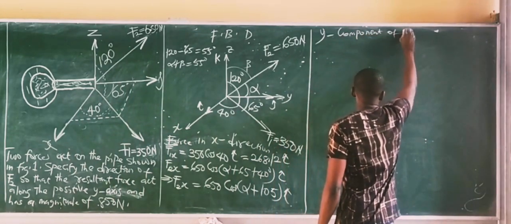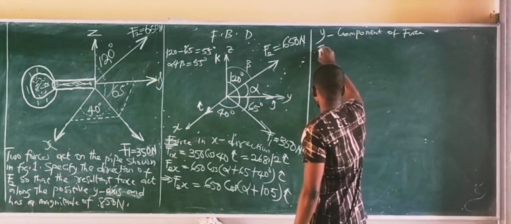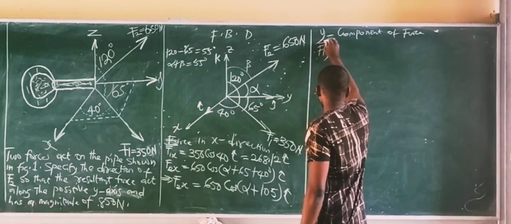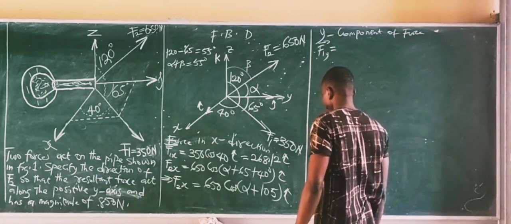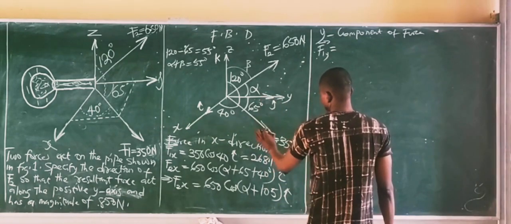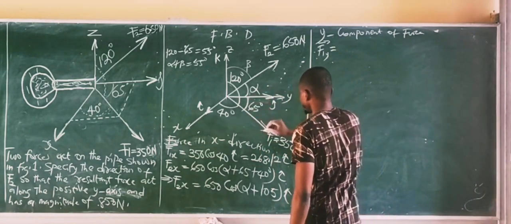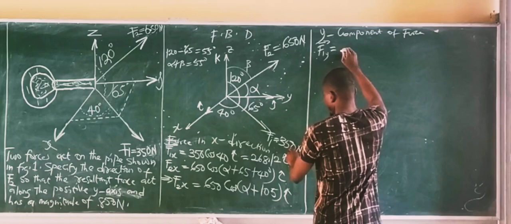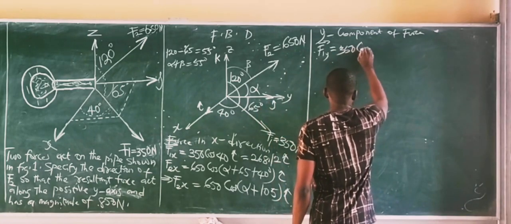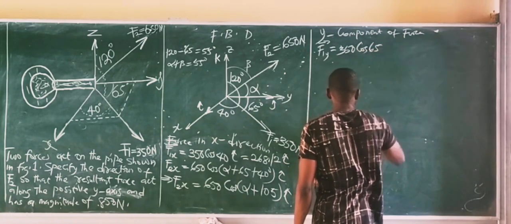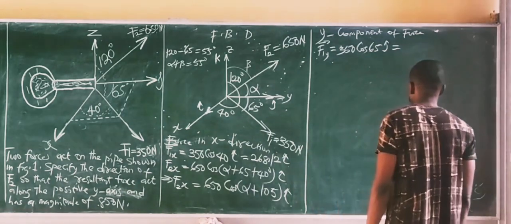Are you following? Yes, sir. Okay, so let's find the force now in the y direction. F1y, resolving F1 to the y direction. Remember, the y direction has a vector j. So resolving F1 to the y, hold the tip of F1, pull it to the y line. It passes through this angle 65 degrees. So you multiply the force by the cosine of the angle it passes through. That will give you 350 cos 65 in the j direction.